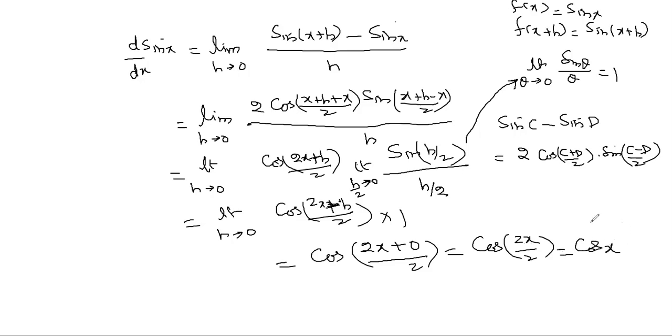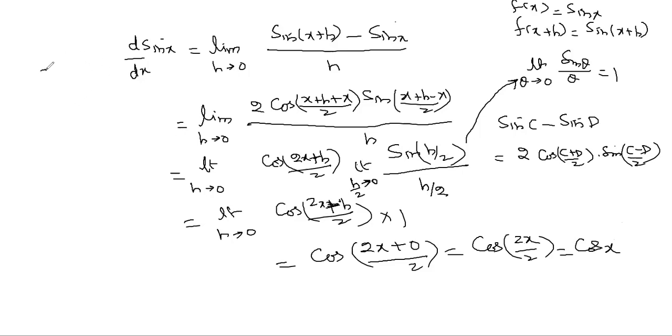cos x. So whenever in a question, rarely one question will be asked to find the derivative by first principle, otherwise a direct derivative can be asked. So like this you can do it. So you have to remember some formulas.